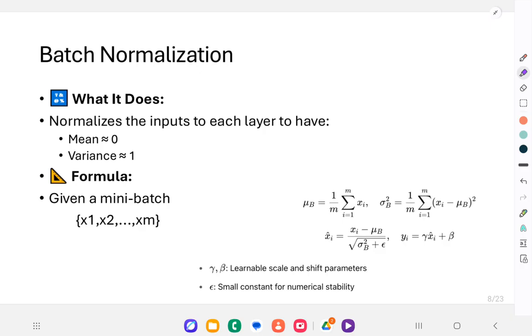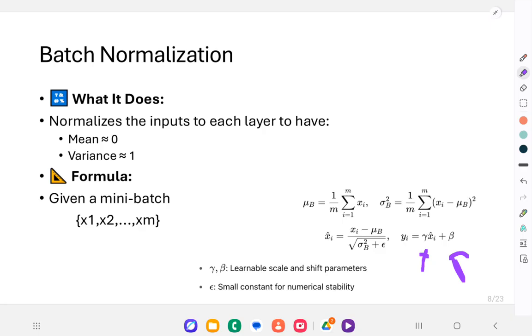But we don't stop there. After normalization, we apply two learnable parameters, the gamma and the beta, right here in the equation. These parameters allow the network to scale and shift the normalized values if needed, meaning the model can still learn any transformation it needs, but from a more stable starting point. Okay, so this process has many benefits.